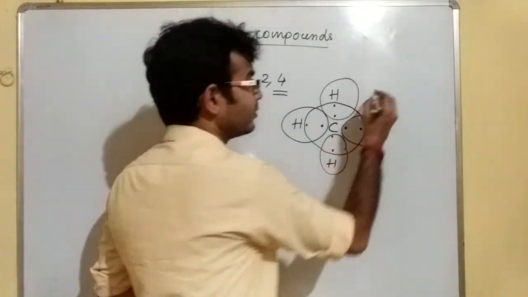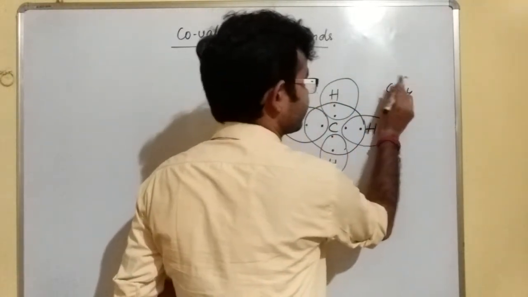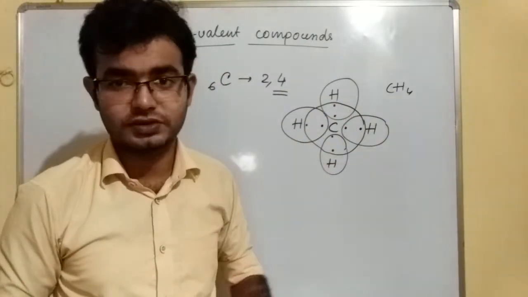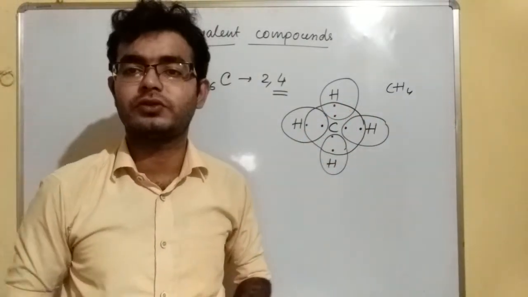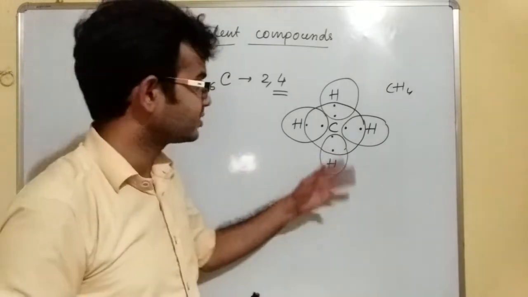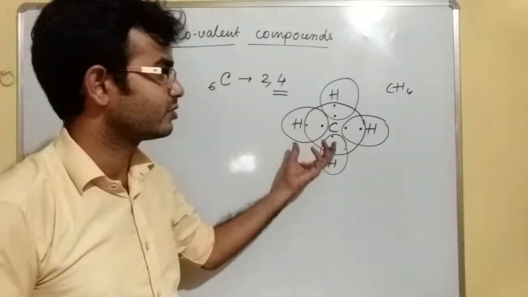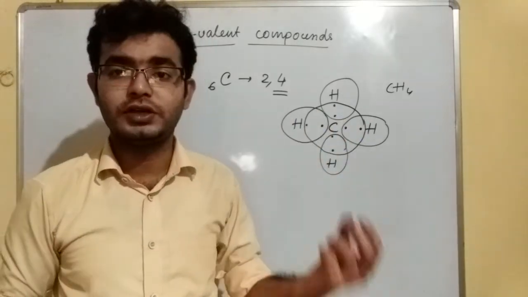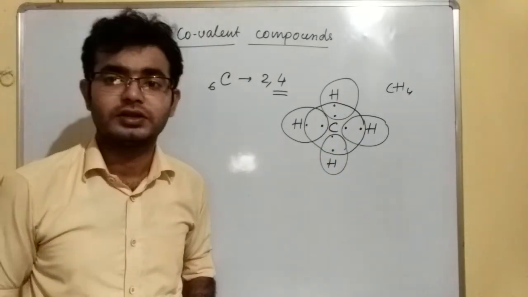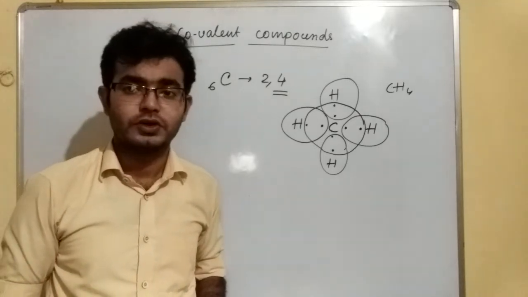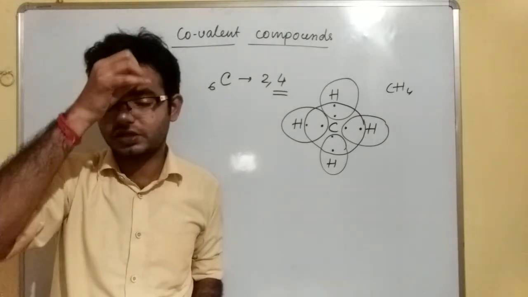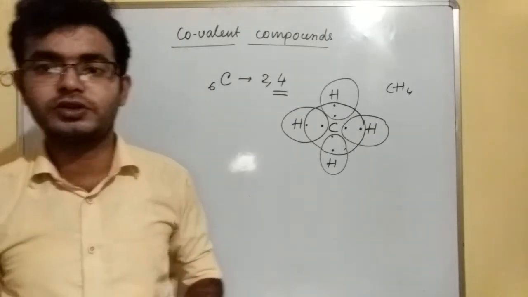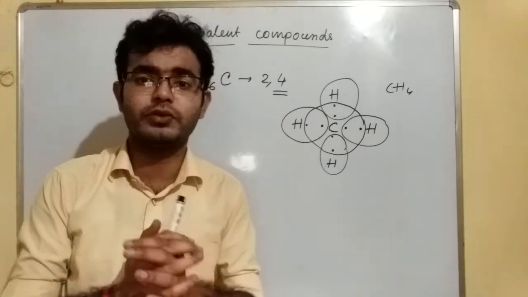So now by sharing of electrons, this bond is formed, and the compound is also formed due to the sharing of electrons. These types of bonds are called covalent bonds, and the compound formed due to the formation of covalent bonds is called a covalent compound. So if I ask you the question, what do you mean by covalent compound, you will say: the compound that is formed due to the formation of covalent bonds between atoms.